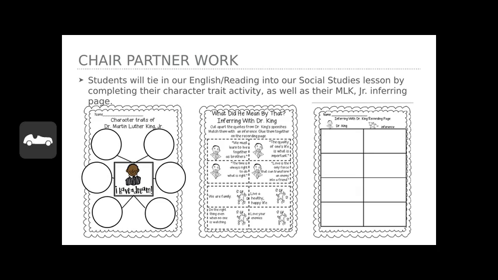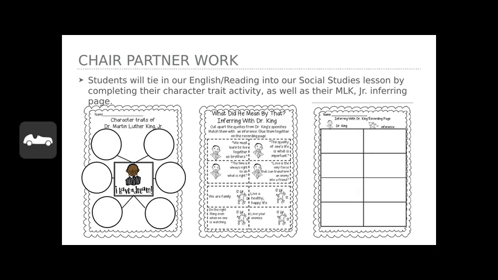So first, students would start with the character traits of Dr. Martin Luther King Jr. We would take what we normally use in our reading, and we would use Martin Luther King Jr. as our character, and in the 6 bubbles that surround it, we would fill in some character traits of Dr. Martin Luther King Jr.